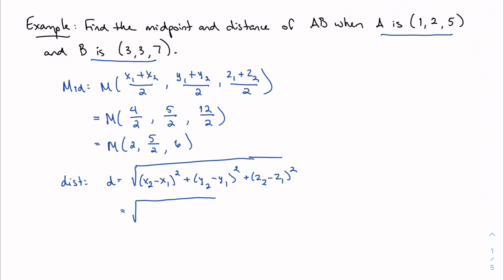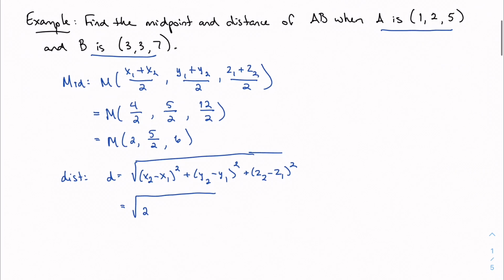So, doing some work here, x2 minus x1. It doesn't matter which one you call 2 and 1 as long as you're consistent. But just for the sake of trying to keep things positive as much as I can, we'll stick with b as x, y, z, 2, and a as all the 1s, right? So 3 minus 1 is 2. 3 minus 2 is 1. 7 minus 5 is 2. So 2 squared is 4, plus 1 is 5, plus 4 is 9. Square root of 9 is 3.